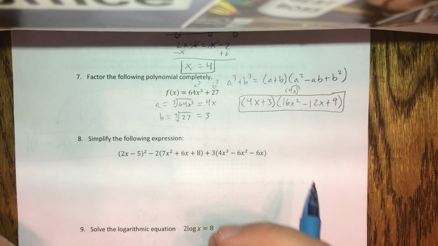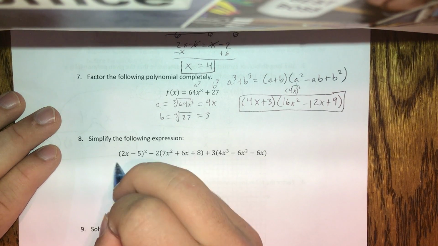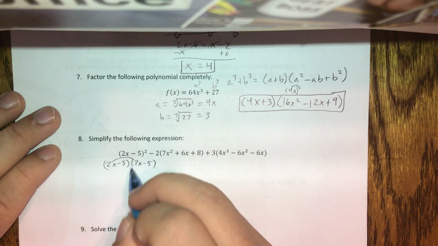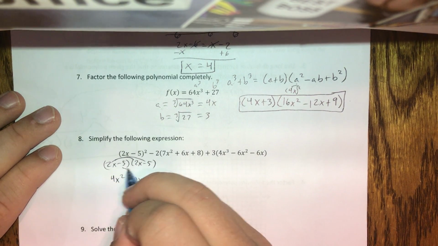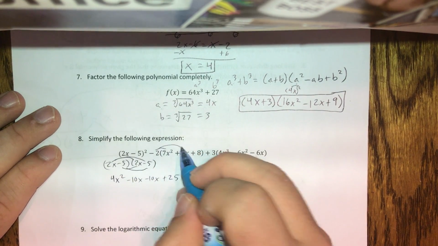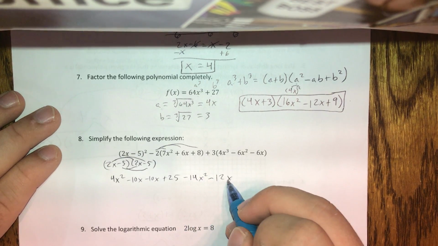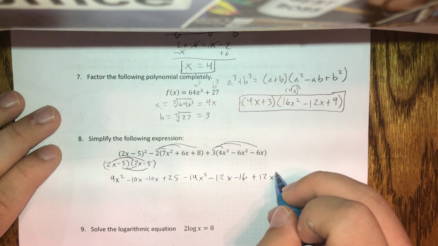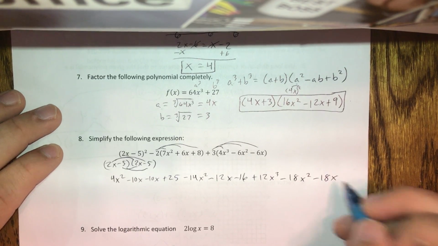To simplify this one, we're going to multiply everything out and then combine like terms once we've done that. So 2x minus 5 squared means there's 2 2x minus 5's. And so we're going to FOIL this. And so 4x squared minus 10x plus 25. Then we're going to distribute this negative 2, and so we've got negative 14x squared minus 12x minus 16, and distribute this 3, and so 12x cubed minus 18x squared minus 18x.